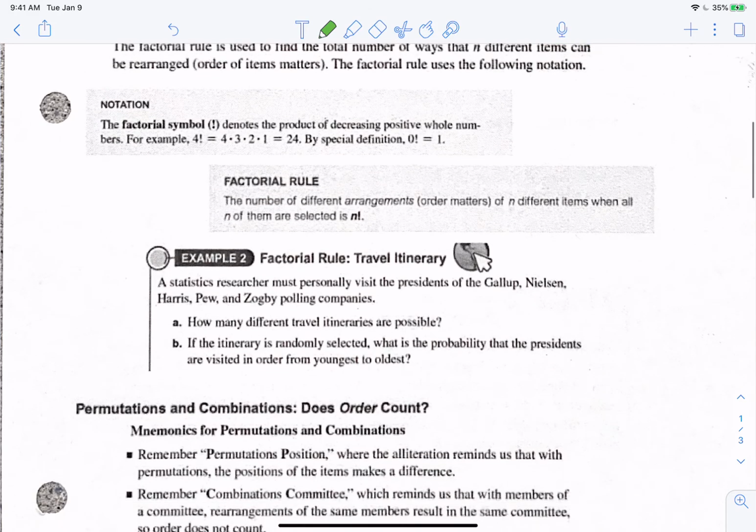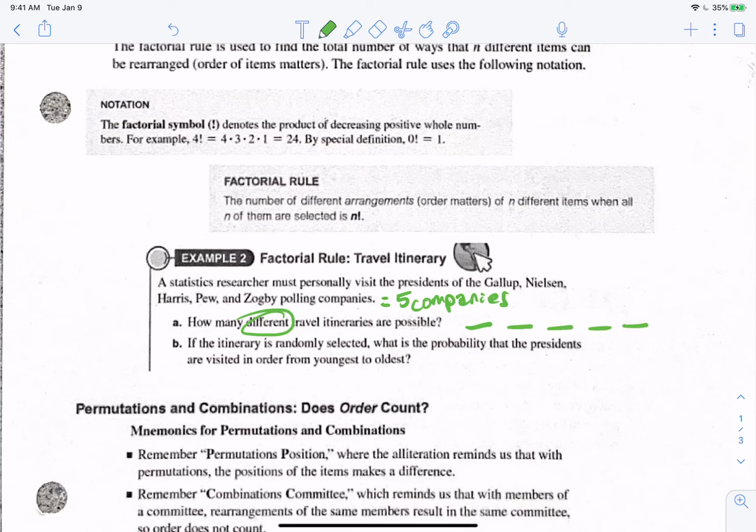The factorial rule. Let's go down to example 2. Factorial rule. A statistics researcher must personally visit the presidents of the Gallup, Nielsen, Harris, Pew, and Zogby polling companies. How many are there? 5 different companies. How many different travel itineraries are possible? Okay, so that means 1, 2, 3, 4, 5.